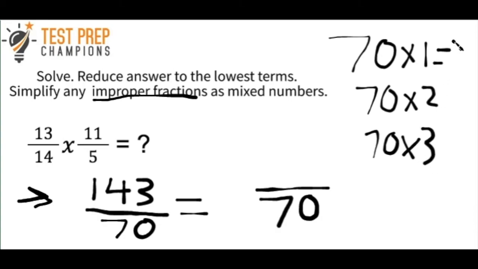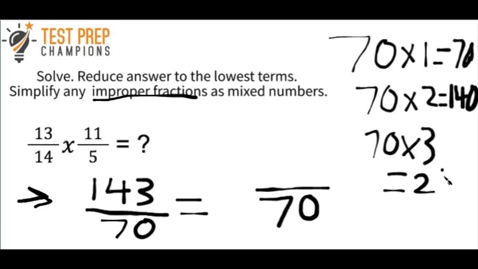So 70 times 1 just gives me 70. That could work. Running out of room to write here. 70 times 2 is going to be 140. And this is a 140. It's just going to look scrunched because I'm at the edge of my screen here, but it is 140. And what about 70 times 3? 70 times 3, let me write it down here, that equals 210.